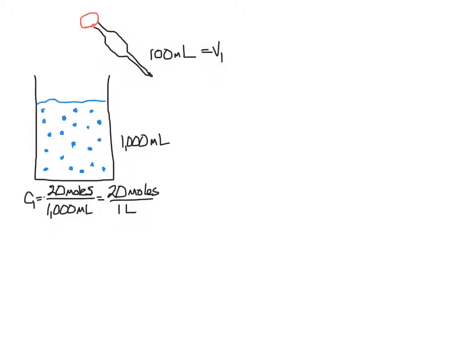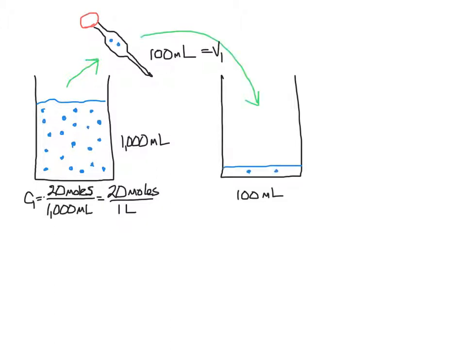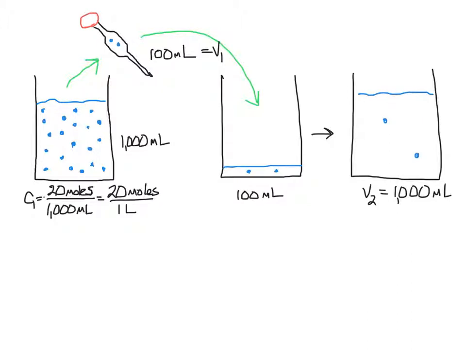Notice if we remove 100 milliliters of this solution, there will be 2 moles worth of particles in that 100 milliliter volume. We're then going to take that 100 milliliter aliquot and deliver it into a second beaker. The next step will be to dilute that solution to a total volume of 1,000 milliliters. Notice that when we dilute to a total volume of 1,000 milliliters, there are still only 2 moles worth of particles in the final solution.